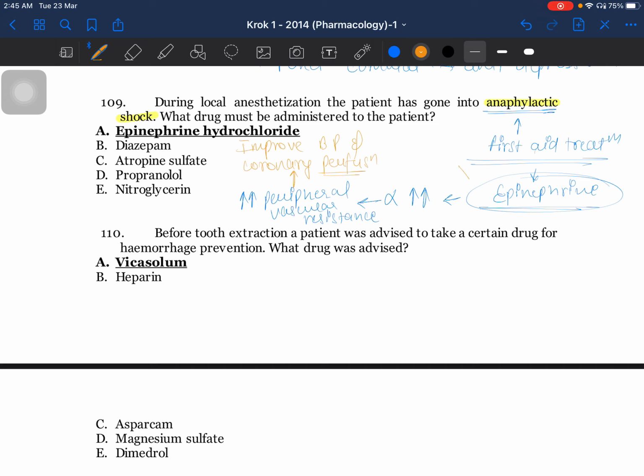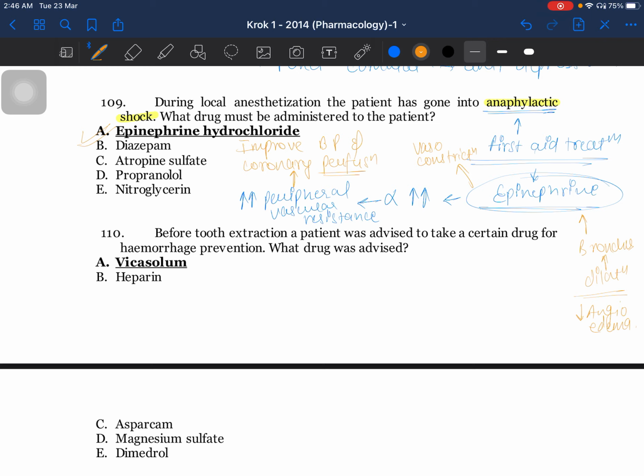How? Because epinephrine causes vasoconstriction, and in the case of the bronchus, it leads to dilation. Thus, the anaphylactic shock is being treated, and it also decreases the angioedema. Okay, so the answer is epinephrine hydrochloride.